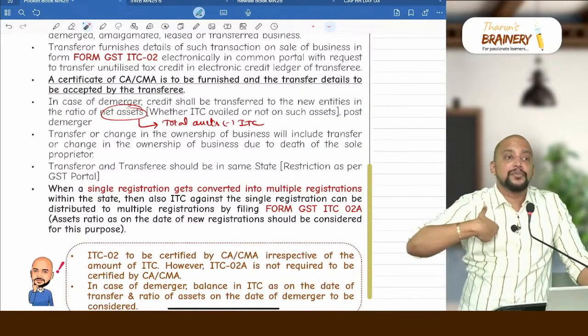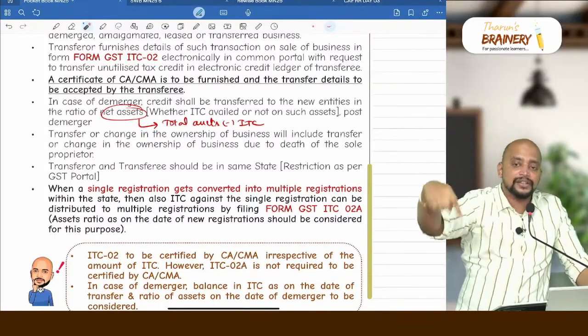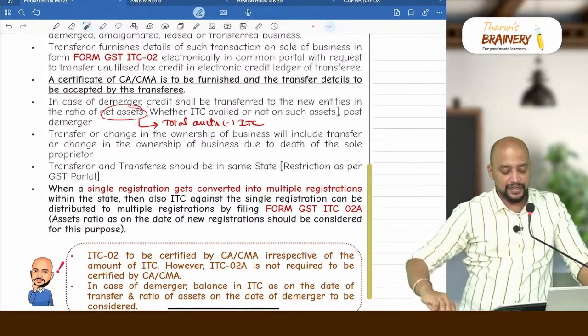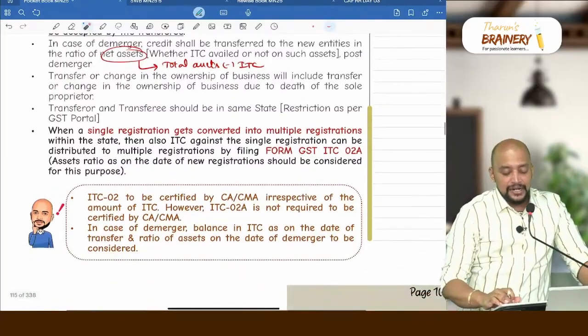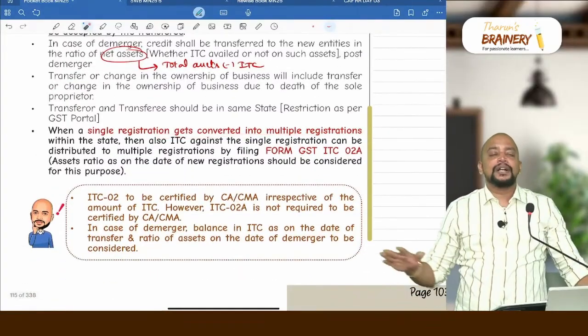So the transferee should also be in the same state. The transferor is in Tamil Nadu, so the transferee should also be in Tamil Nadu. Then only the ITC can be transferred. That is this. Then, when a single registration is getting converted into multiple registrations.